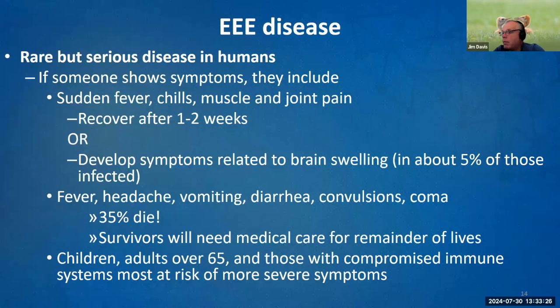Fever, headache, vomiting, diarrhea, convulsions, coma, all that stuff. And about 35% of those affected is a fatality, which is a pretty serious disease. So thankfully, it's not as common as it could be. And of course, children, adults over 65, and those with a weakened immune system are most vulnerable.